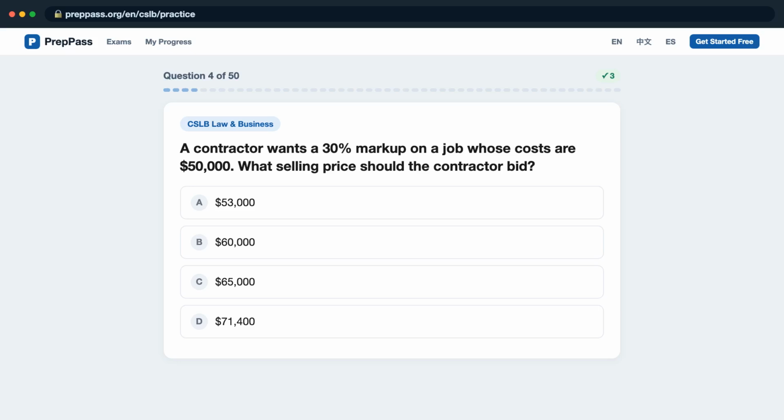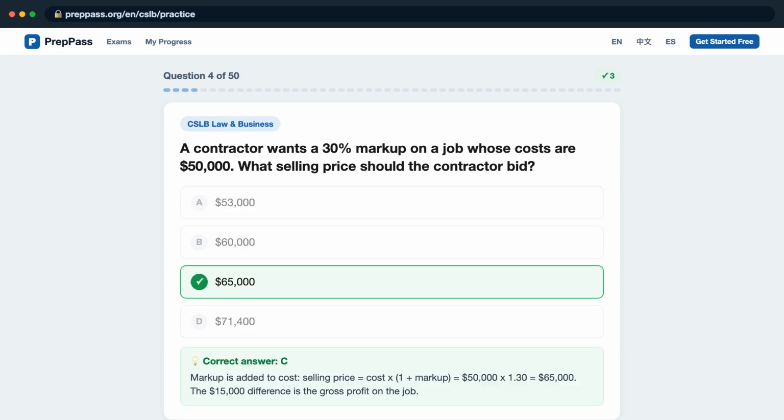Question 4. A contractor wants a 30% markup on a job whose costs are $50,000. What selling price should the contractor bid? Is it A, $53,000? B, $60,000? C, $65,000? D, $71,400? The correct answer is C. Markup is added to cost. Selling price equals cost x (1 plus markup) equals $50,000 x 1.30 equals $65,000. The $15,000 difference is the gross profit on the job.